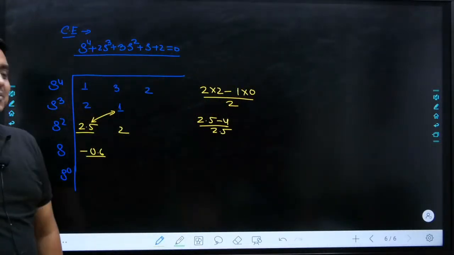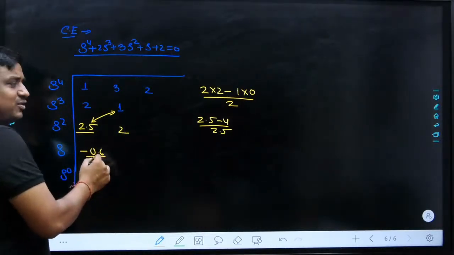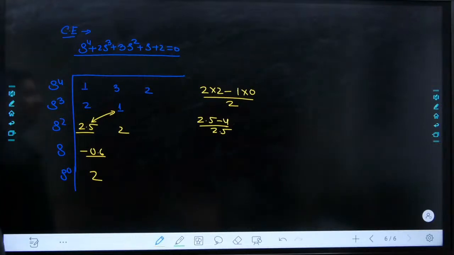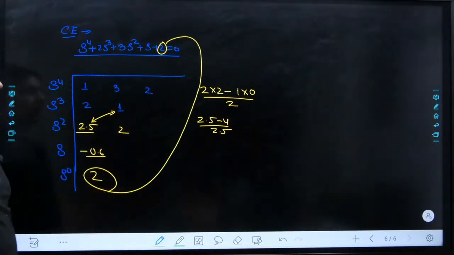Now what about the last term? The last term is going to be minus 0.6 into 2 minus of 0 divided by minus of 0.6. The 2 would come over here, and you can see very well there is no excuse, the 2 has to come over here.